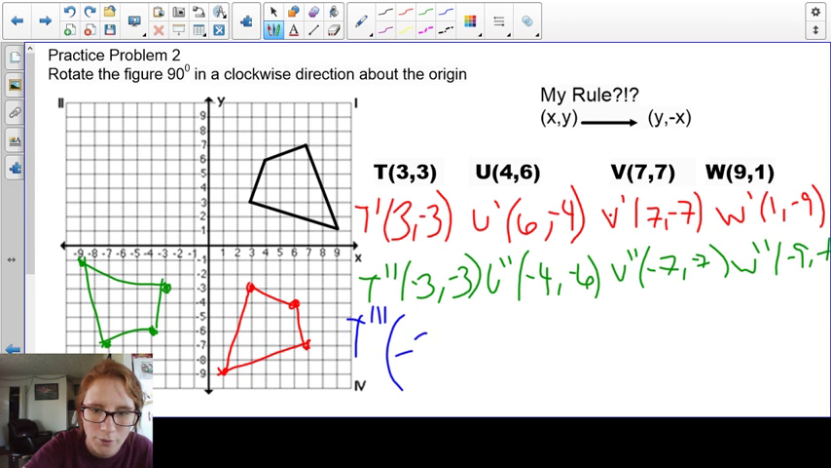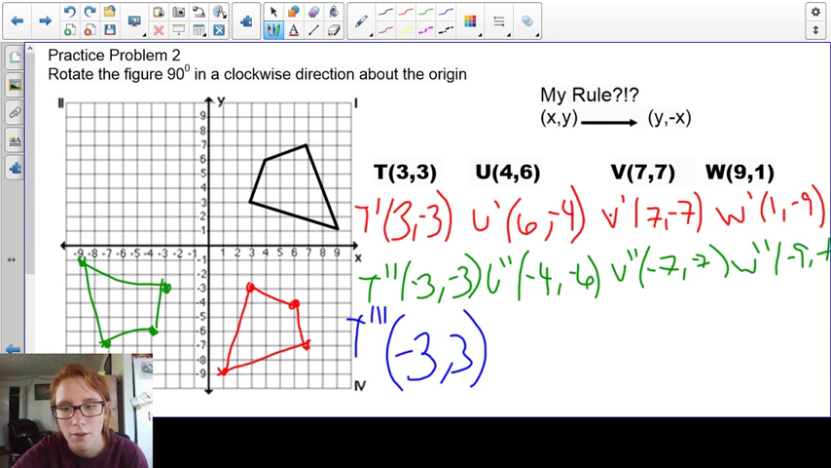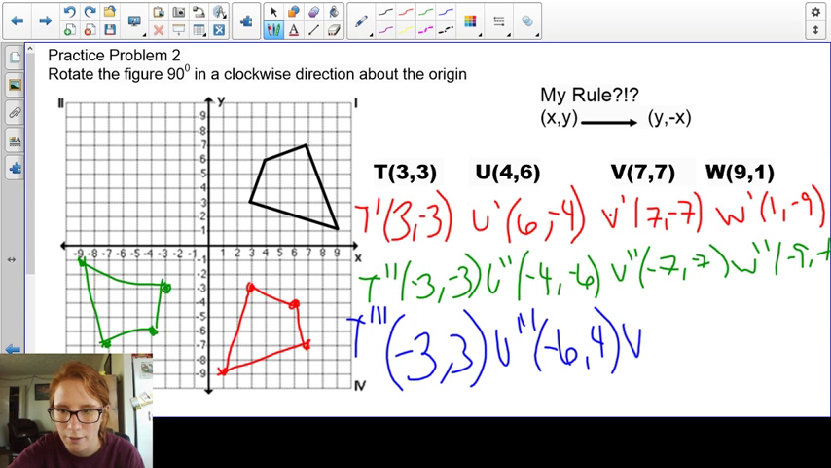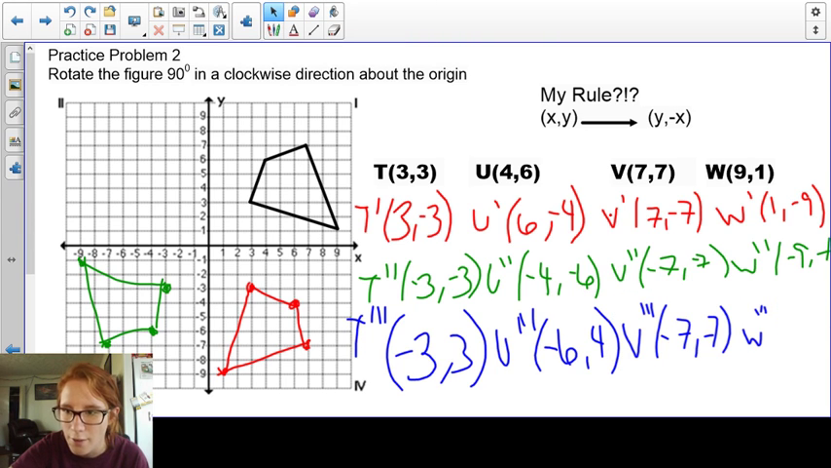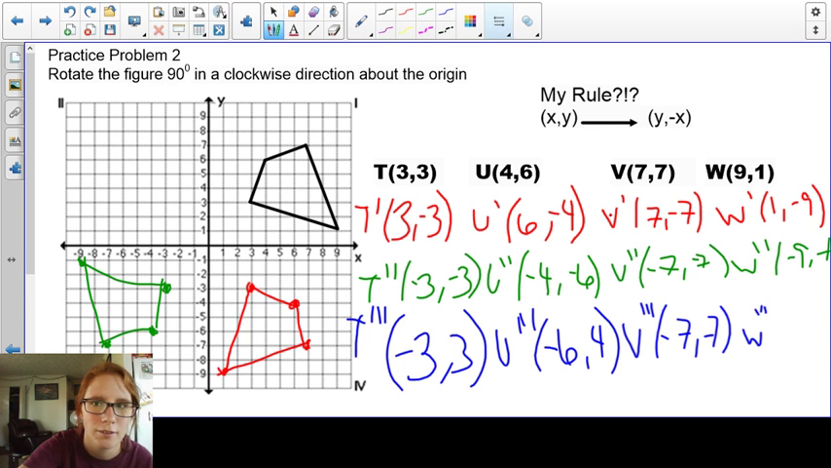So y, which is negative 3, opposite of the x is positive 3. Then we have negative 6, 4. Then we have negative 7, 7. And then we have negative 1, 9.